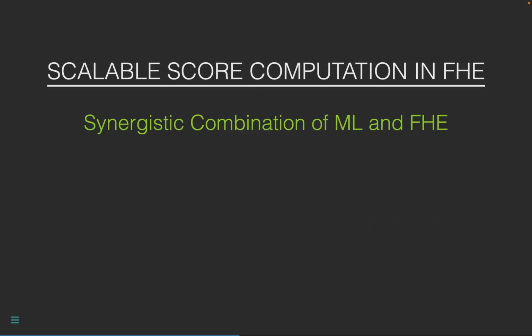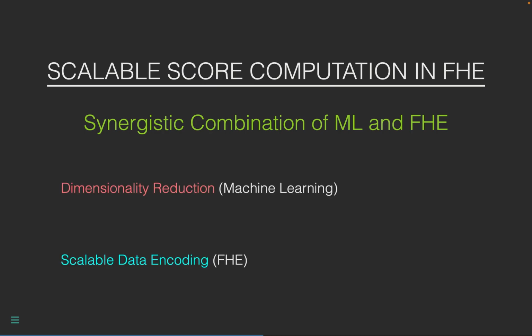In this paper, we propose a scalable approach for score computation in the encrypted domain. Our solution is a synergistic combination of ideas from machine learning and fully homomorphic encryption. From a machine learning perspective, we compress features through dimensionality reduction, which speeds up inner product computation. From a fully homomorphic encryption perspective, we propose a data encoding scheme that scales better with the gallery size.